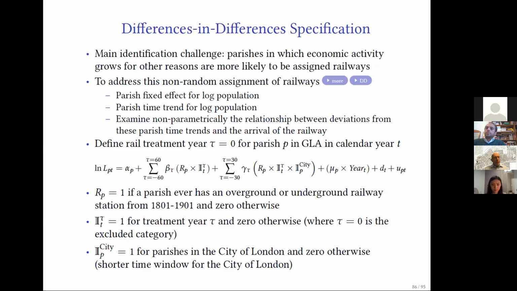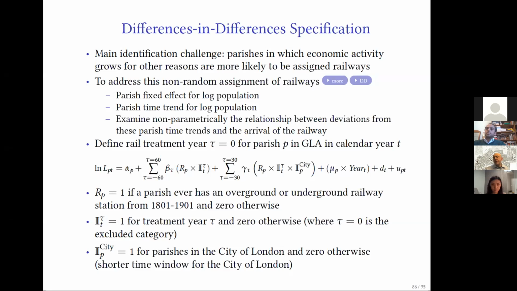And obviously, as we were discussing, one of the key challenges there is that the places that receive a railway station might be different for other reasons. They might have higher population growth than places that don't get a railway station. Why is that? Well, because as Jamil just pointed out, these railways are built by private sector companies who propose routes to Parliament that then had to pass an act to authorize those routes. And so obviously, if I'm a private sector company, I'm trying to maximize my shareholders' value, I'm probably going to try to pick places that I think are going to grow in population as places to build my railway.